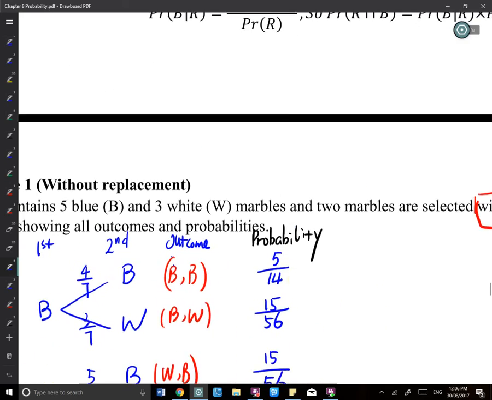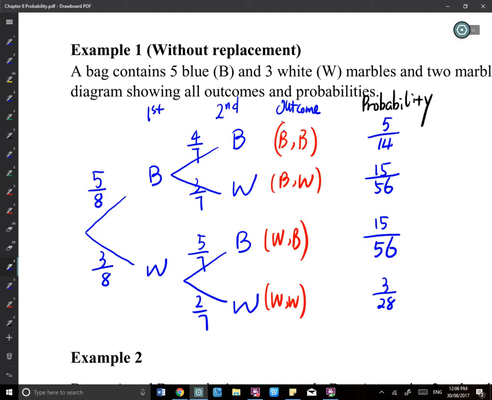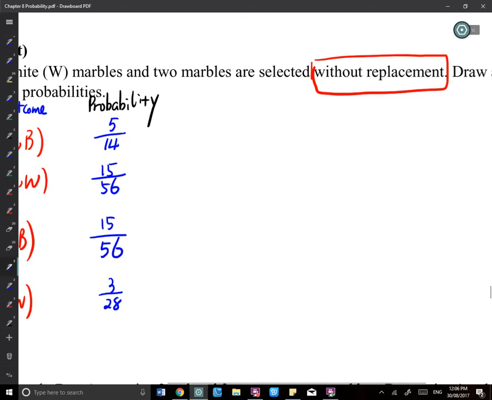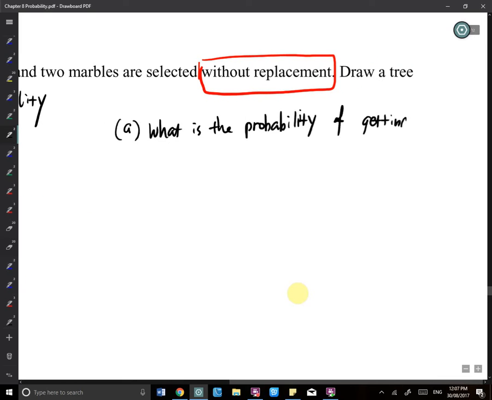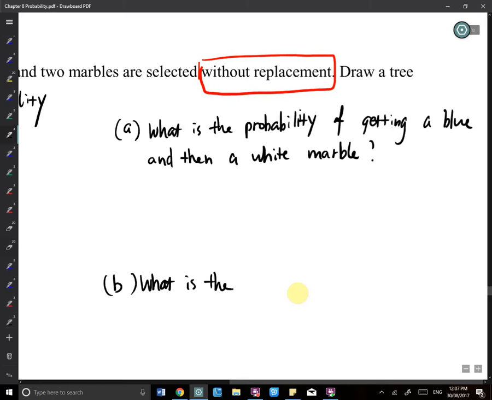Okay, that is our tree diagram. So I can ask you a question here. It says, A: What is the probability of getting a blue and then a white marble? B is asking, what is the probability of getting a white and a blue marble?